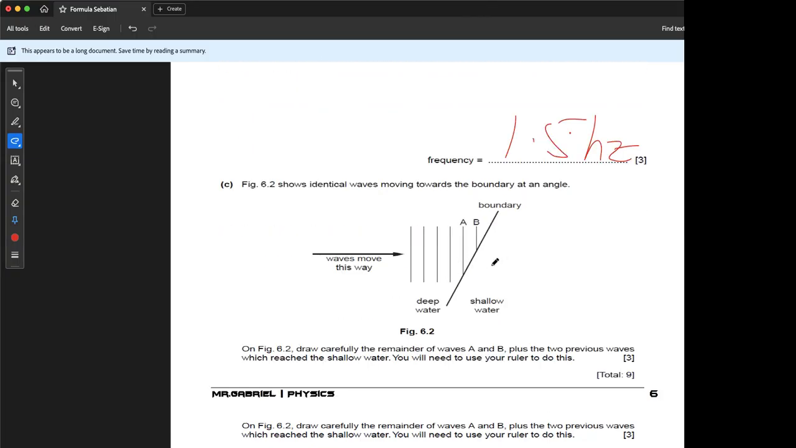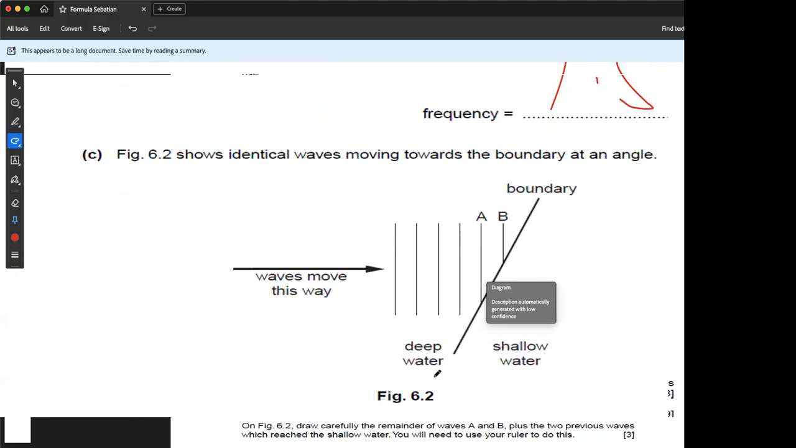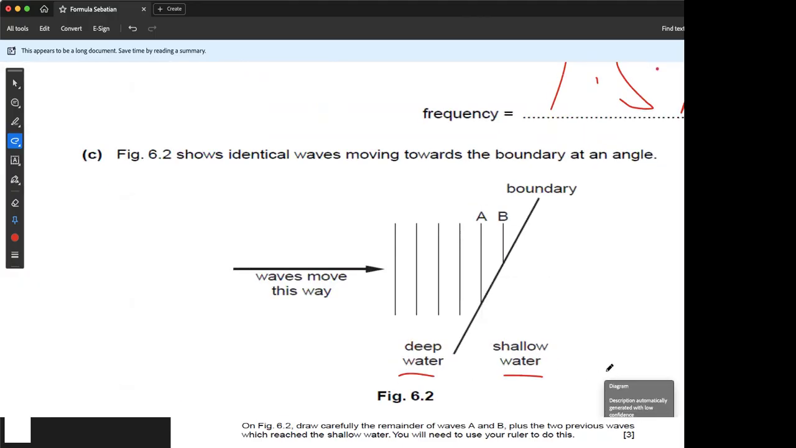Guys, looking at this question once again. If you go from deep into shallow, what's the first thing we think about? Yeah, the speed of wave slows down, right? If the speed of wave slows down, what's going to happen? Will it lag behind or will it lead forward? It will lag behind, so it's supposed to slant towards the left.